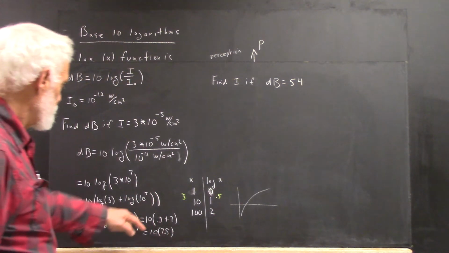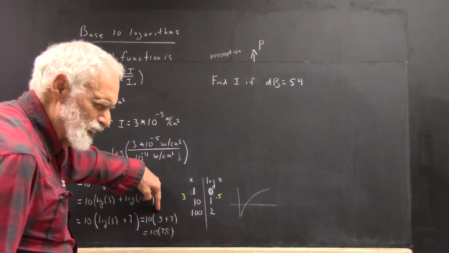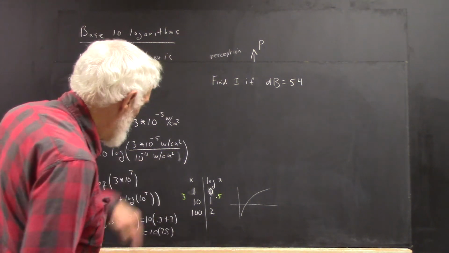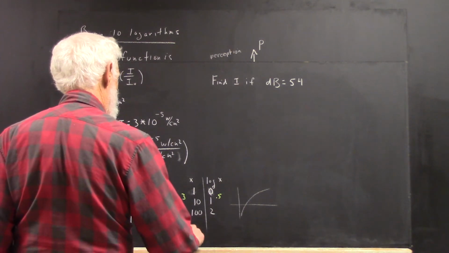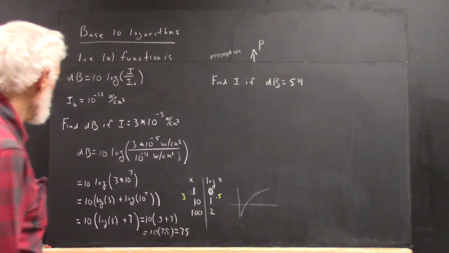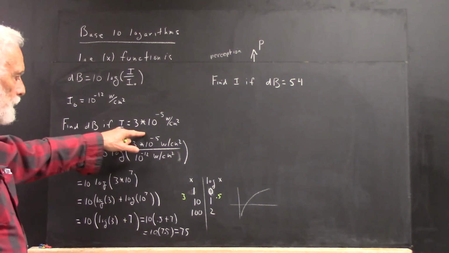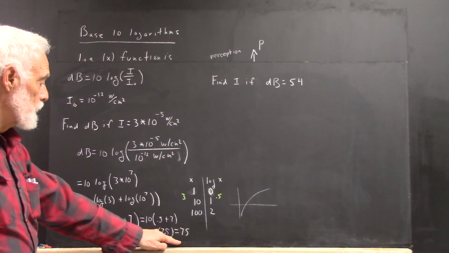And do the calculations, but log base 10 of 3 is about 0.5. Add that to 0.7, we get 7.5. And we get 75. So sound with this intensity, I'm saying, is about 75 decibels.